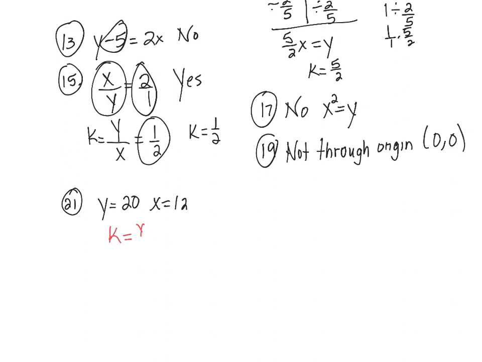Anywho, remember, k is equal to y over x. So we're going to put y on top, 20 over 12, and that does reduce. I know 4 goes into each of them, so it's 5 over 3. So y equals 5/3 x.